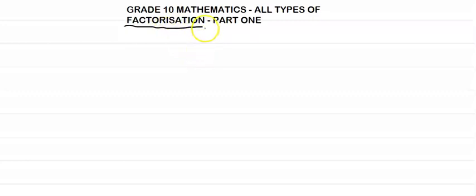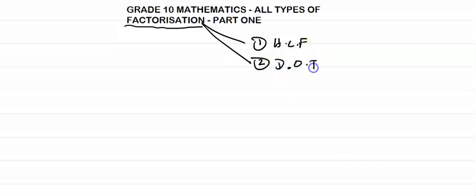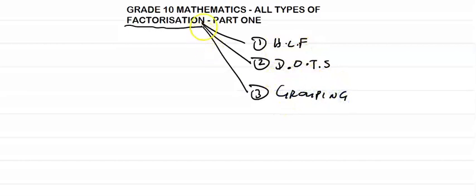Now, the different types of factorization that we're going to cover will be, the most common type is the highest common factor. We always look to remove a highest common factor. That's the most common type of factorization. Then we look at a factorization called the difference of two squares, which we dealt with in grade 9. So HCF, difference of two squares. Then we also looked at grouping in pairs, which is very important, especially in grade 10. You may have looked at it in grade 9.